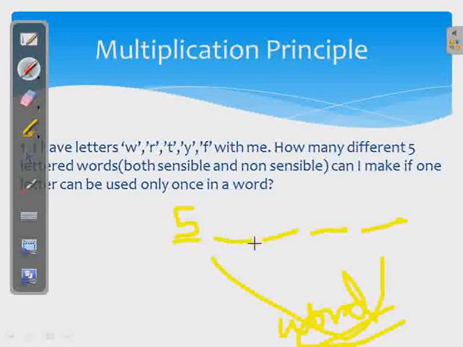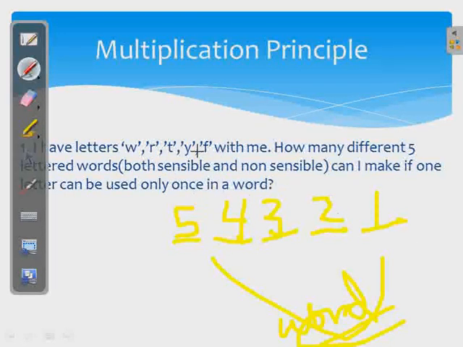And how many ways for the second blank? Are there 5 ways? No, because one letter can be used only once. So after we have used one, we have 4 remaining. If we use W here, we have 4 ways to fill this blank. For this one, we have already used 2 letters, so we have only 3 ways. Now 3 letters are used, so we have only 2 ways to fill this blank. And we have only 1 way because 4 are used to fill this blank.